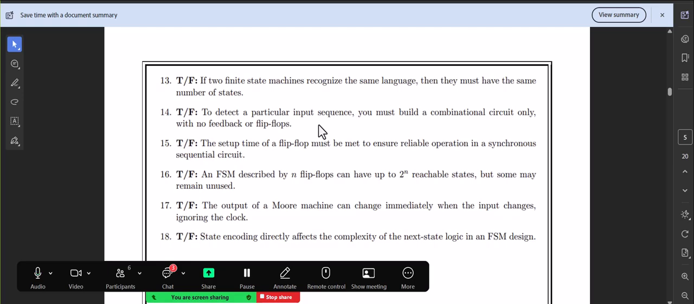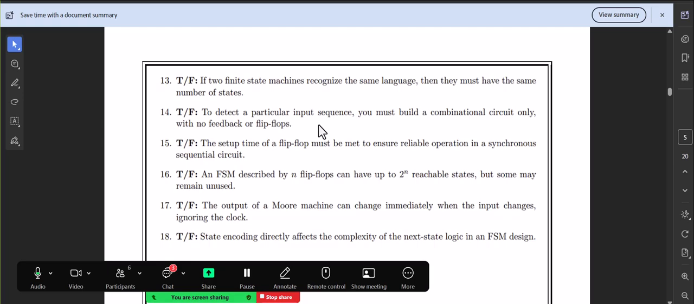The setup time of a flip-flop must be met to ensure reliable operation in a synchronous sequential circuit. That's true. You have to pay attention to the setup time because if you are going too fast, then you don't have time to register the states. We've seen that when we're using a test bench. A finite state machine described by n flip-flops can have up to 2 to the n reachable states, but some may remain unused. That is true.